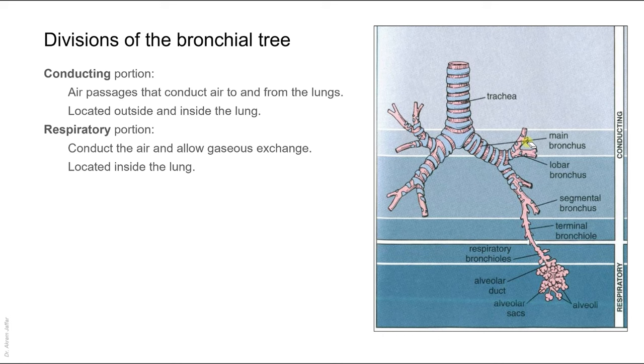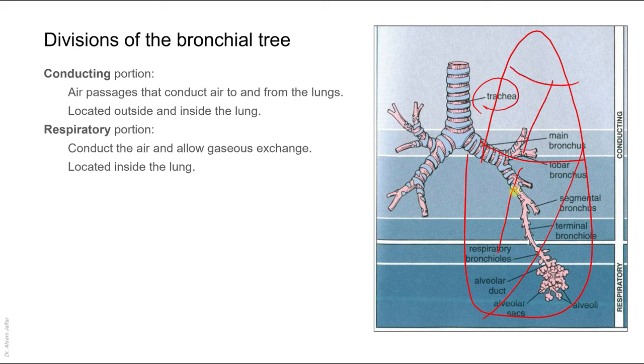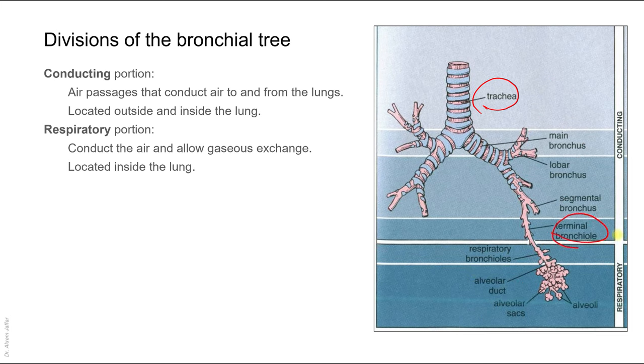So the conducting portion consists of the trachea, and also the bronchi. We have the right and left main bronchus, and then as it goes into the lung, because the lungs have lobes, it is divided into lobar bronchi, and then each lobe is divided into segments, so they are divided into segmental bronchi. And then we have bronchioles, then the respiratory portion, where we have the alveolar duct, alveolar sac, and the alveoli. We are going to identify all these structures in a moment.